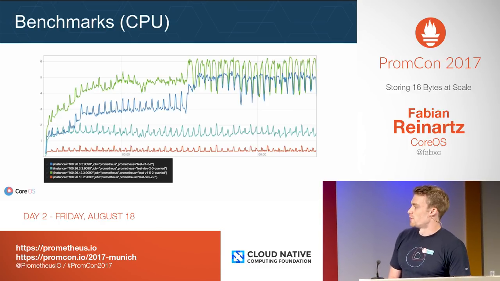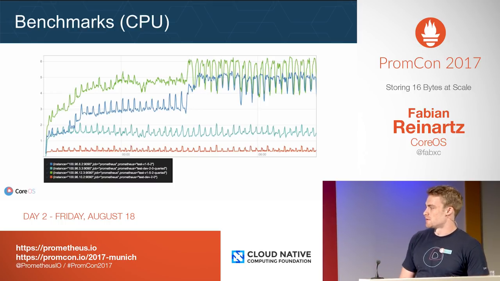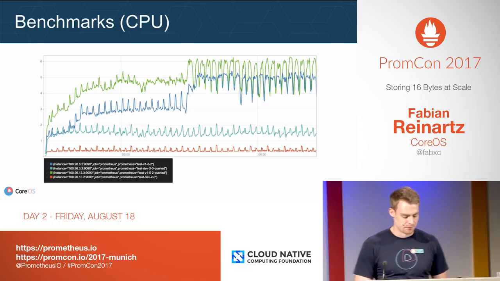But for Prometheus 1.5, we see the same pattern, right? If we have this memory, it ramps up and then bumps up quickly again as we do retention.